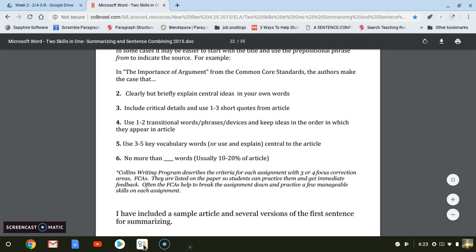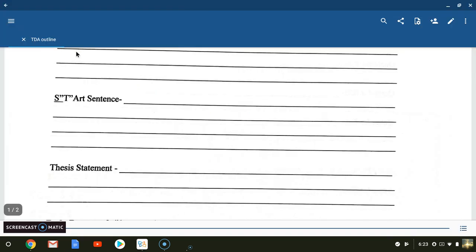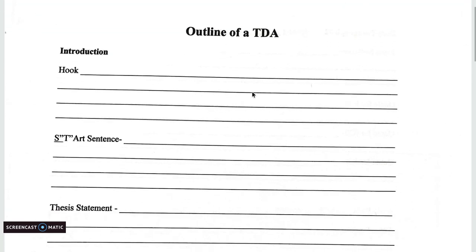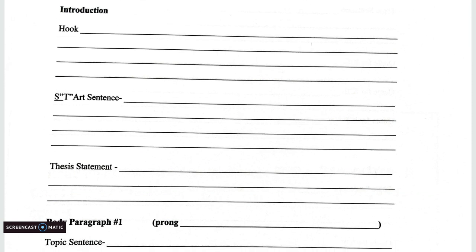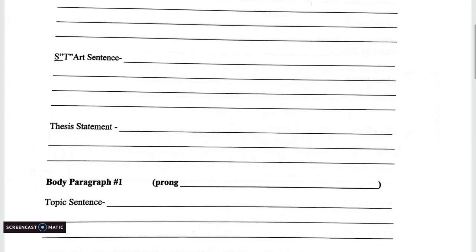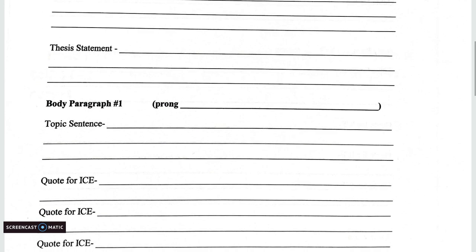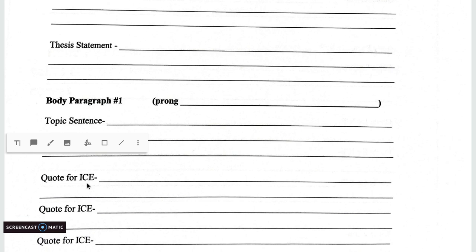Okay. Now we're going to jump back over here to the actual outline. Okay, so we talked about your hook, we talked about your start sentence. Your thesis statement is going to directly answer the question, and it's going to be what you're trying to prove. So when you do your other citations in your body paragraphs, you're going to want to make sure that those quotations that you choose actually support what you're saying in your thesis statement.